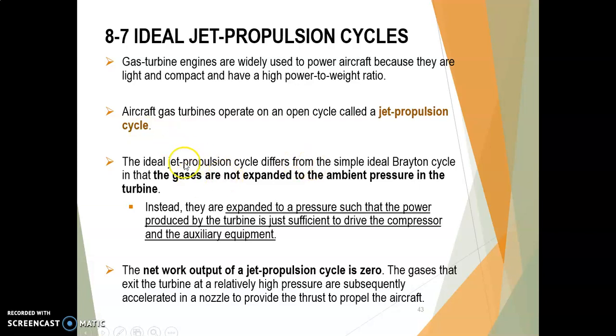The difference between the ideal jet cycle and the Brayton cycle is that the gas is not expanded to the ambient pressure in the turbine. At the same time, the net work output for the jet propulsion cycle is usually equal to 0. Please remember this because it will help you to calculate the missing information based on this kind of formula.